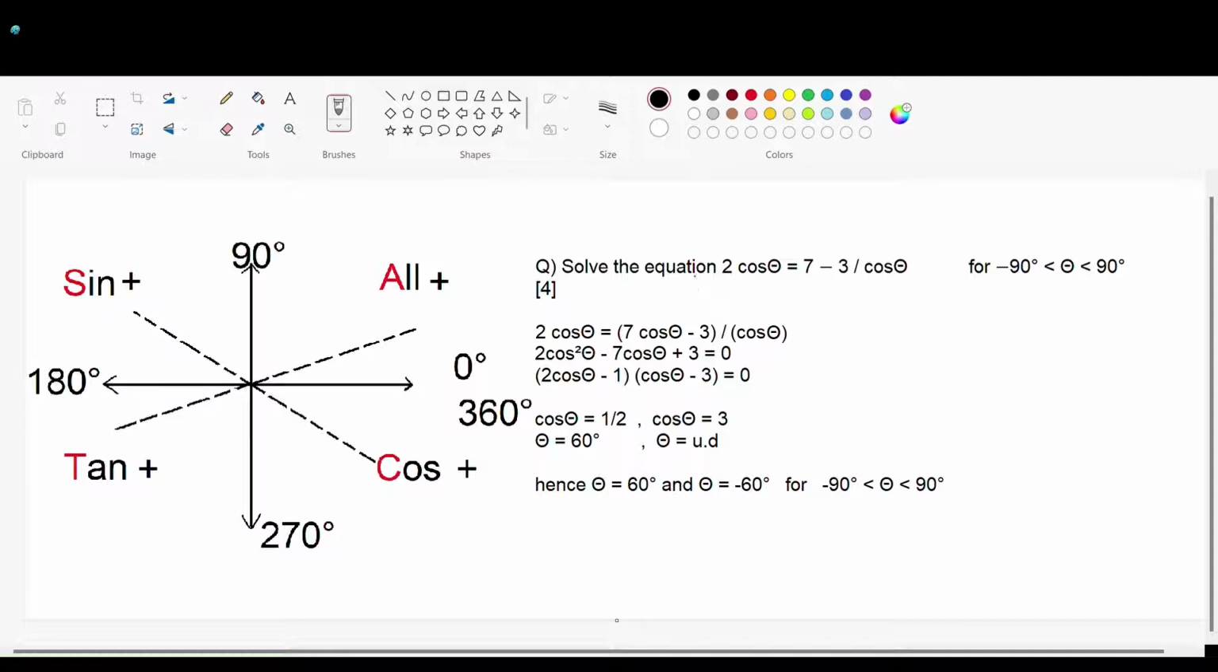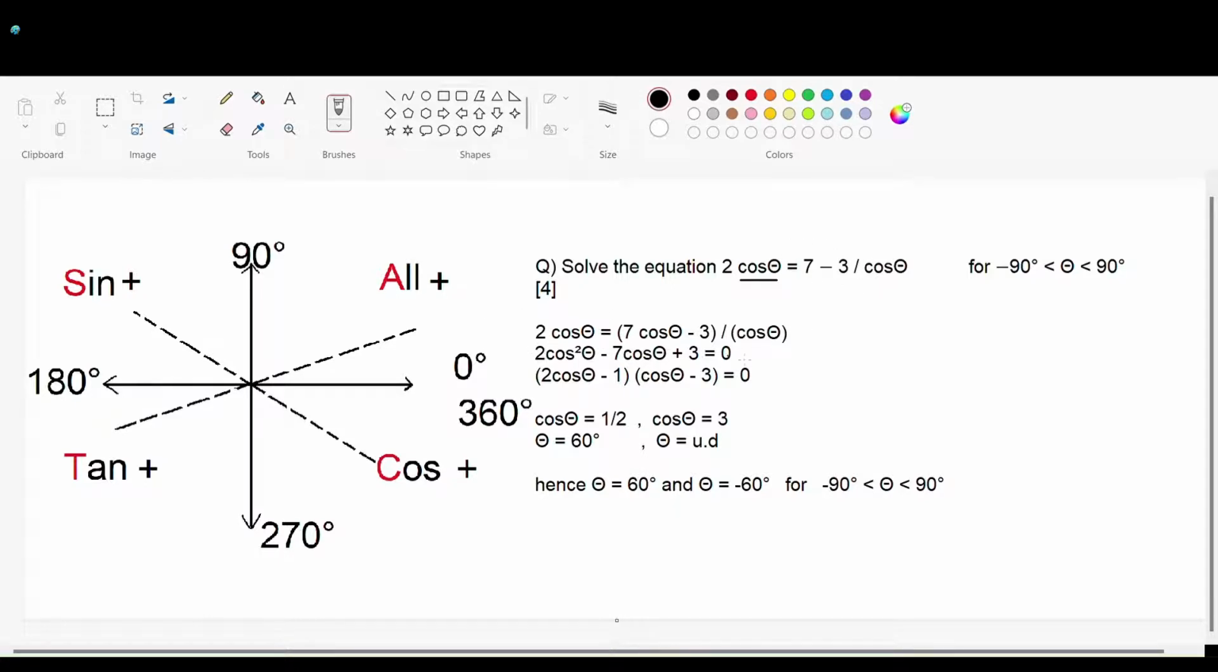Let's solve this question as an example. Solve the equation 2 cos theta is equal to 7 minus 3 divided by cos theta for angle between minus 90 degrees and 90 degrees. So the range is between minus 90 degrees and 90 degrees. It's a 4-mark question. First we would have to make cos theta the subject of this equation. So we will take an LCM on the right hand side.